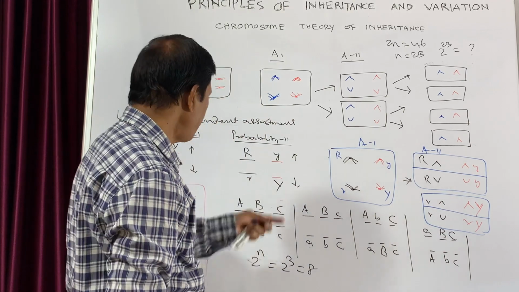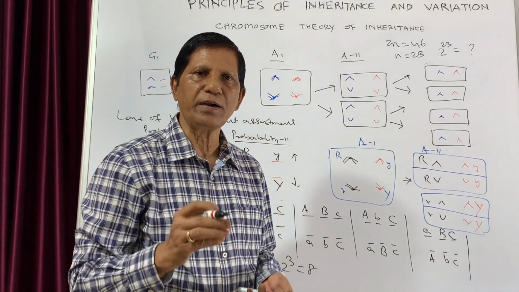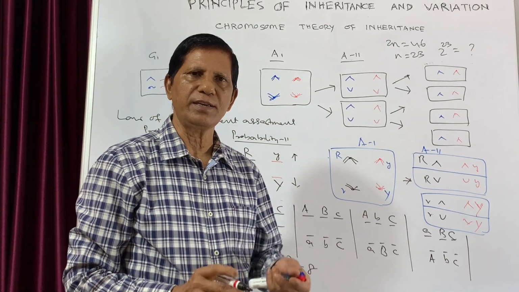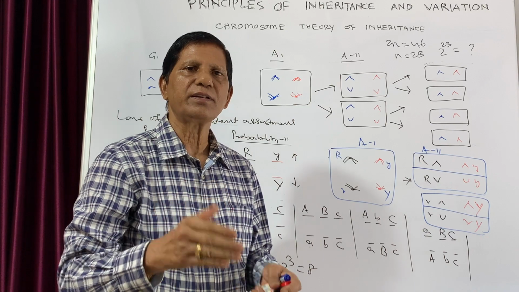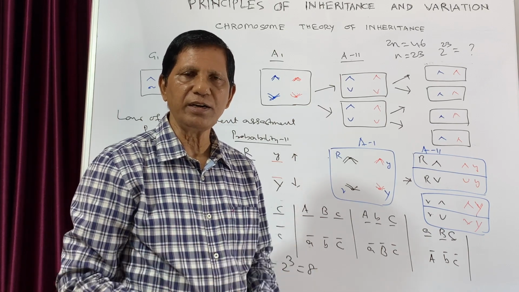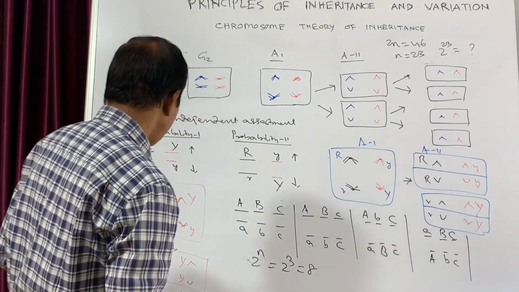So in this way, the chromosomes also obey Mendel's law of independent assortment, and also the law of segregation. So now it is clear how the chromosomes are the bearers of heredity or the carriers of heredity. Now let us discuss MCQs.